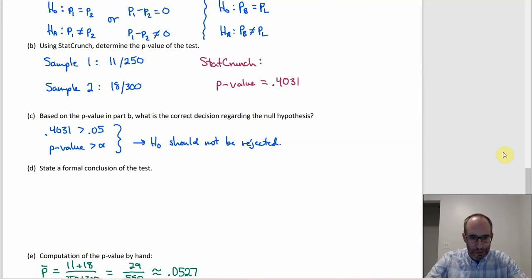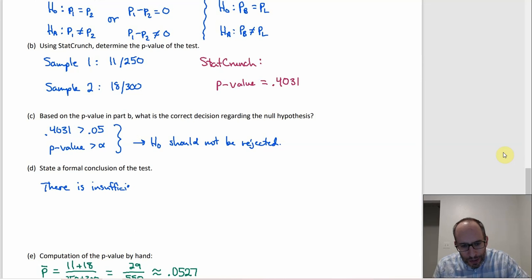So formal conclusion, these tend to be long when you have 2 samples. In a way, I should have written this out in advance. But I guess you'd say that there is insufficient evidence or not enough evidence to conclude what is in the alternative. So I'll say there is insufficient evidence to conclude, and then this part's going to be really long.